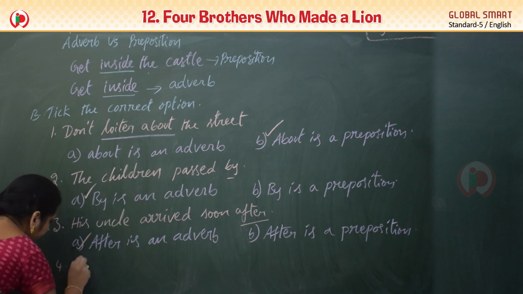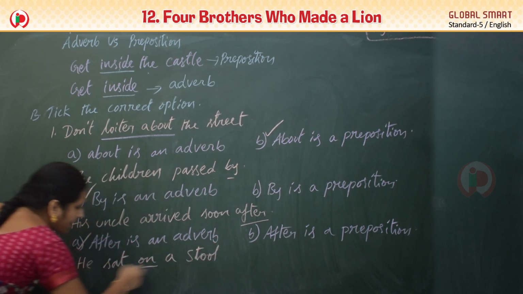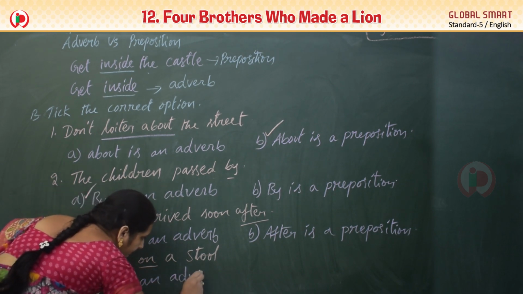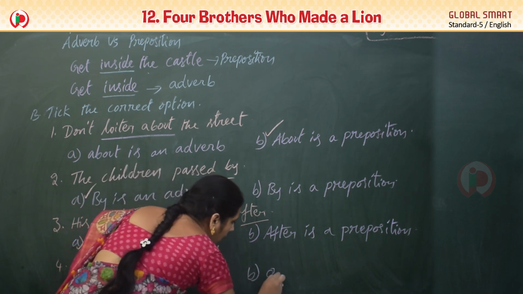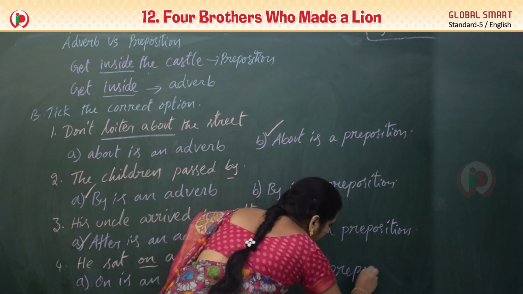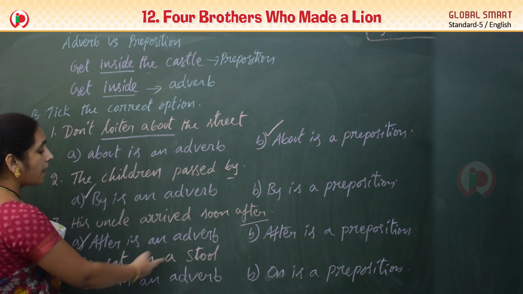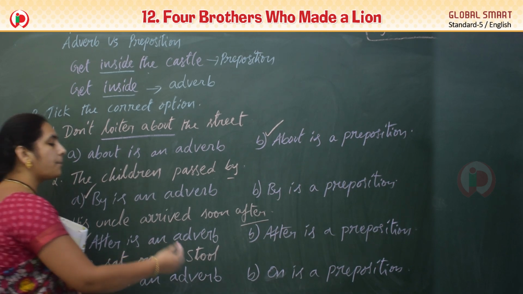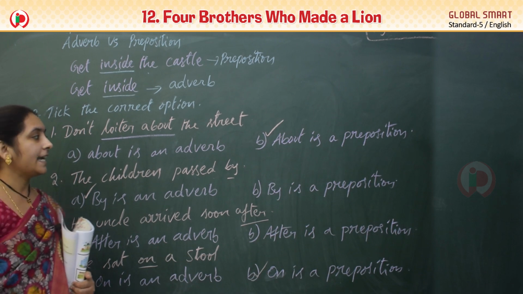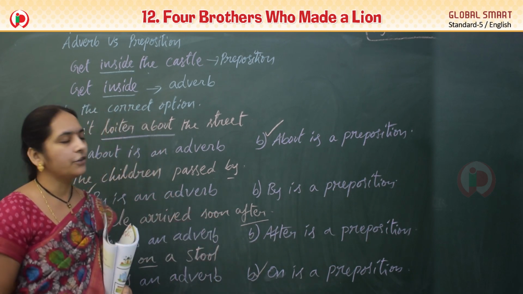And see the last one. He sat on a stool. Easily you can find it. A: On is an adverb, or B: On is a preposition. What is the correct one? Here, sat on a stool. After on, we have an object. Something is there, then it is a preposition. So, take this one. On is a preposition here. Got it? Very easy to find. Next onwards, whenever you get phrasal verbs, whether it is a preposition or an adverb, you should easily find it. Clear? So, all of you note it down.